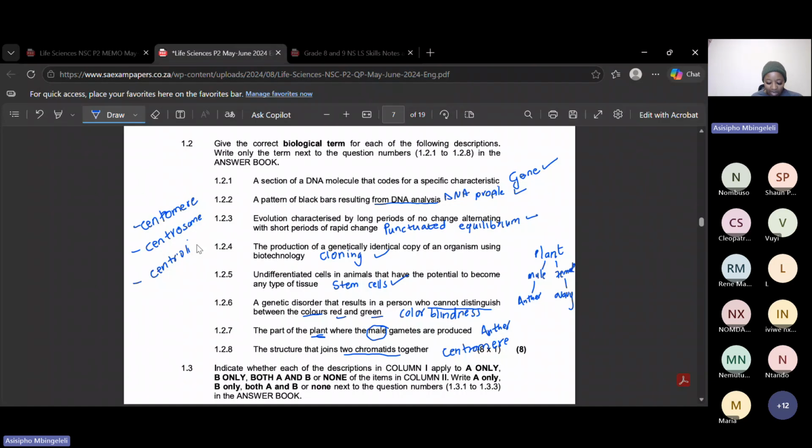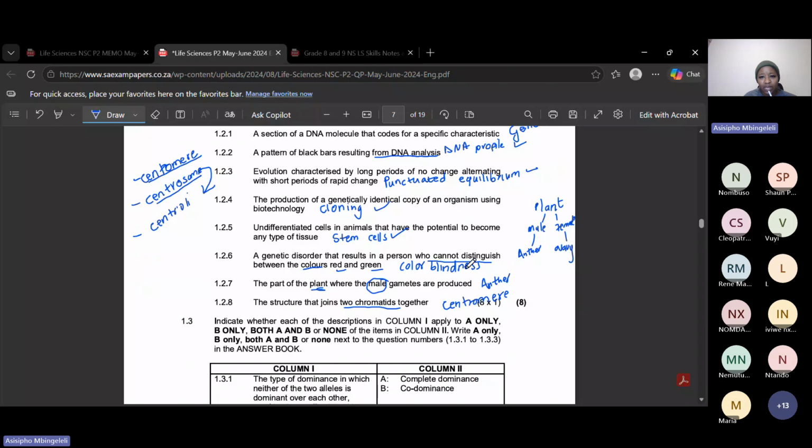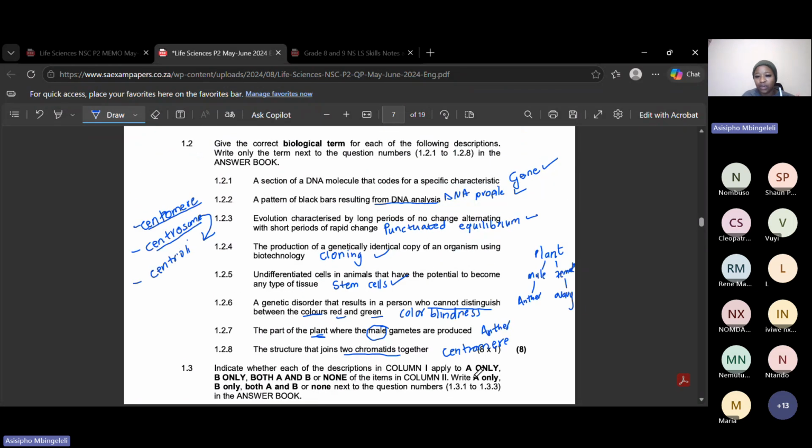I think there is another one. So centromere is the one that joins the chromatids, and then centrosome is an organelle that produces the centrioles. Centrosome. I think I'm correct. I don't know why I'm doubting that statement. I am doubting it, but I think that is correct. Okay. And then, any questions on this one before I move?